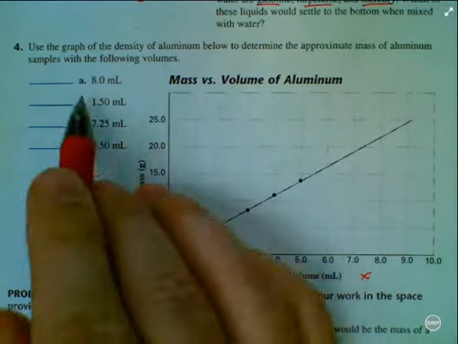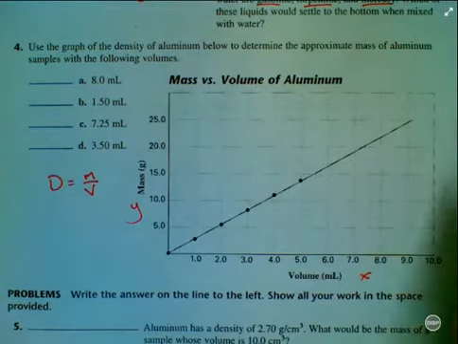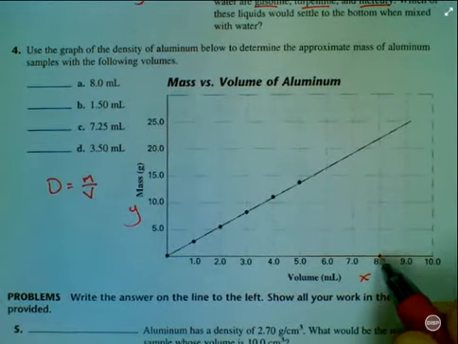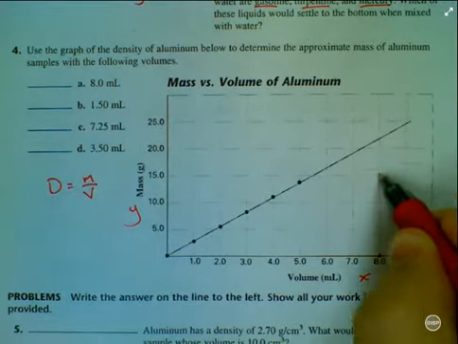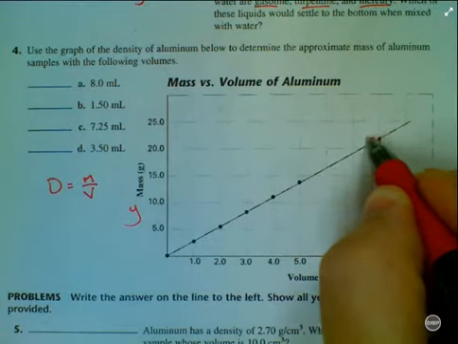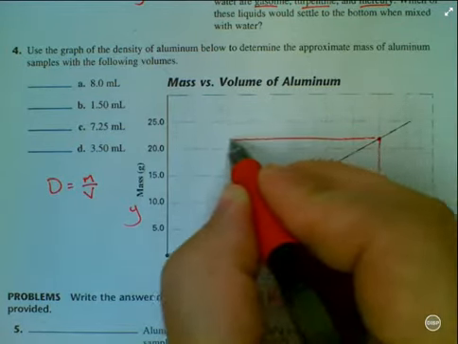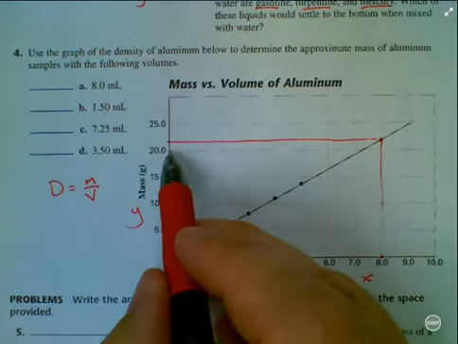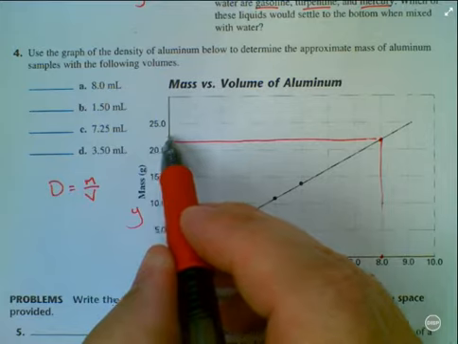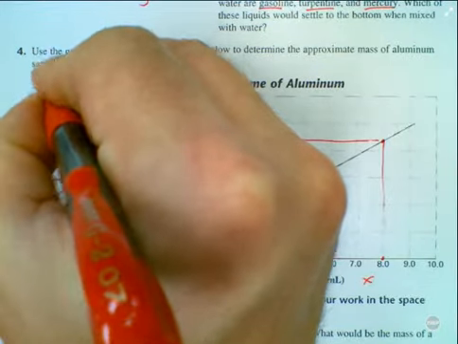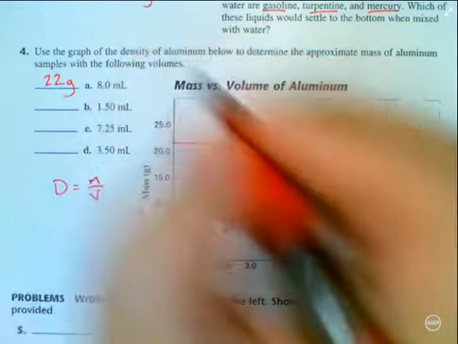So let's start with A, 8 milliliters. So let's find 8 right here. We're going to track this all the way up. Right there. We'll track this all the way to the y-axis. And so what I see here, it's not quite halfway between 20 and 25. It's not super close to the 20, so I'll just estimate that it is 22 grams.